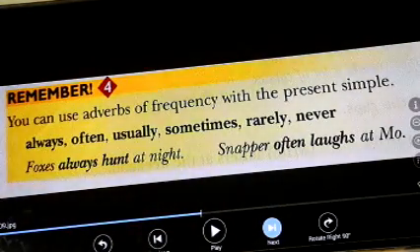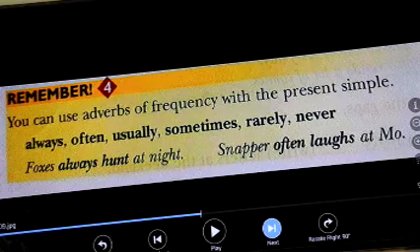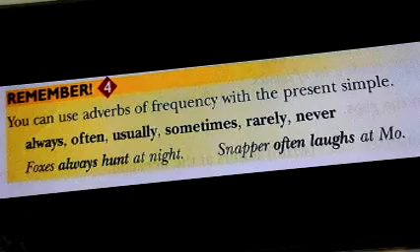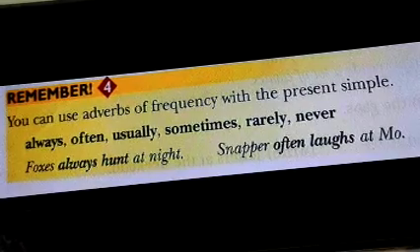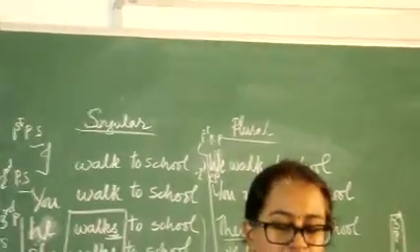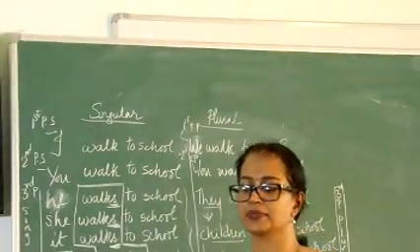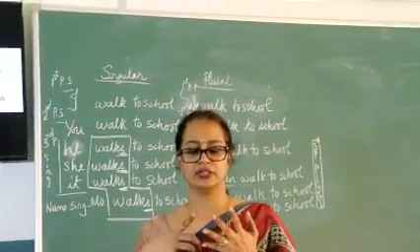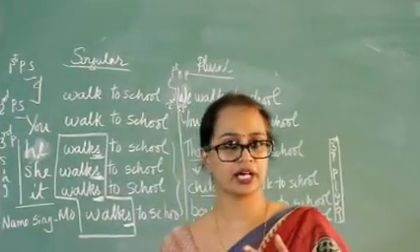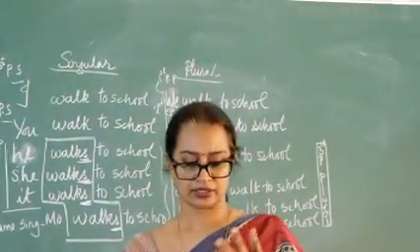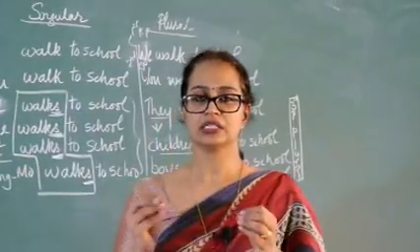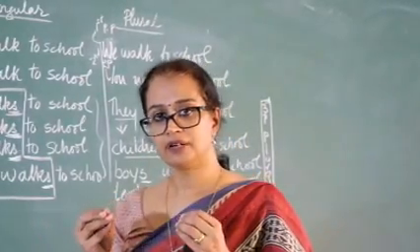Now, you have studied adverbs of frequency. What are adverbs of frequency? They answer the question how often. For instance, usually, always, rarely, sometimes. All these are adverbs of frequency. You have adverbs of manner, adverbs of place, adverbs of time, adverbs of frequency. In adverbs of frequency you have always, often, sometimes, rarely. These are words that come under adverbs of frequency.